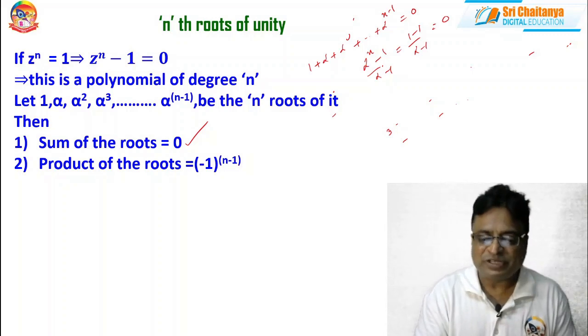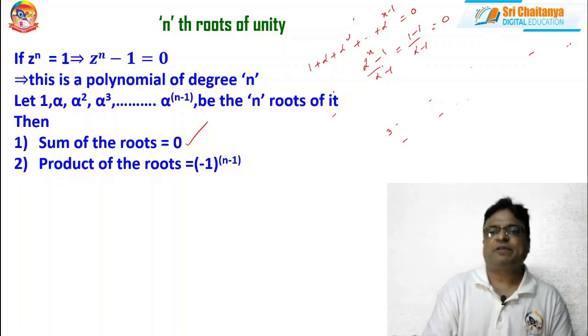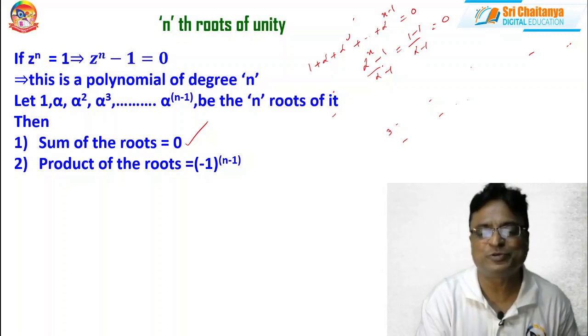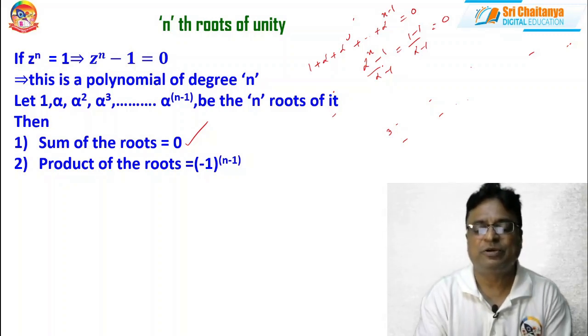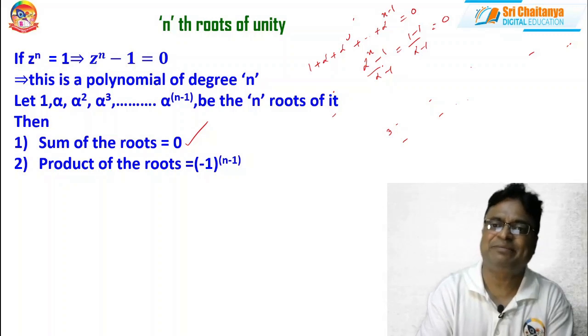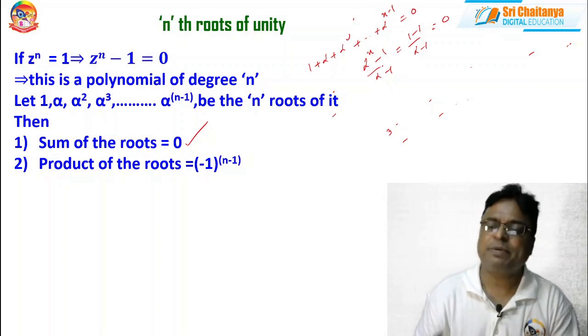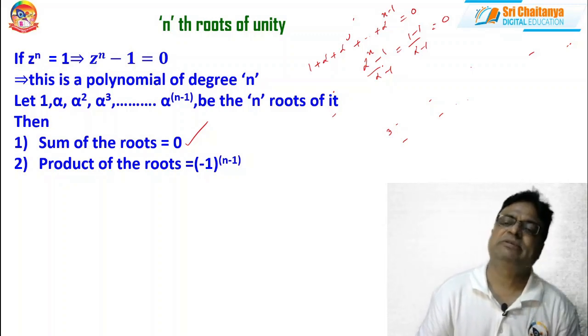Now what is the product of cube roots of unity? That means 1 into omega into omega square. That is omega cube, which is 1. Fourth roots of unity: again, minus 1 whole power 4 minus 1. That is what? Minus 1. Like that, based upon the power, you can establish several results.